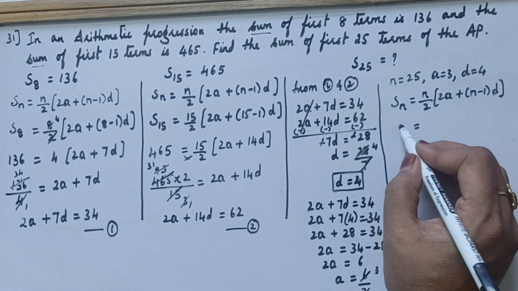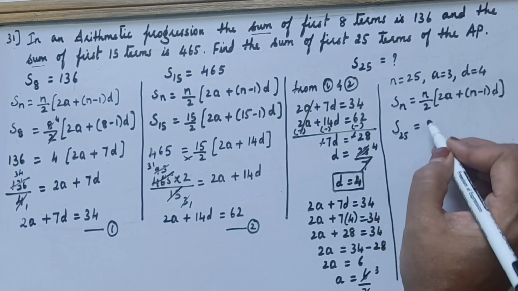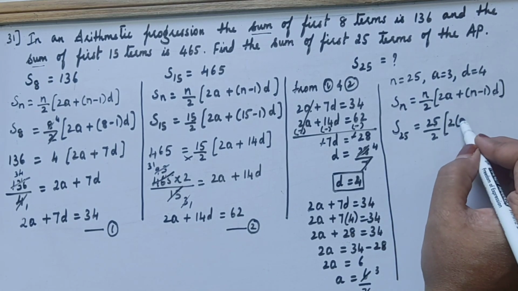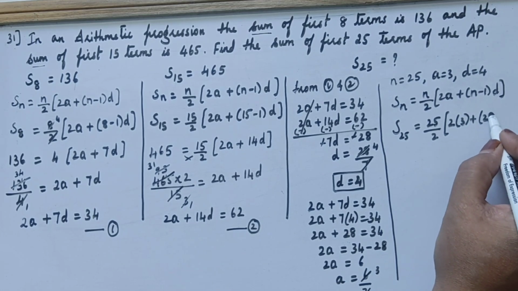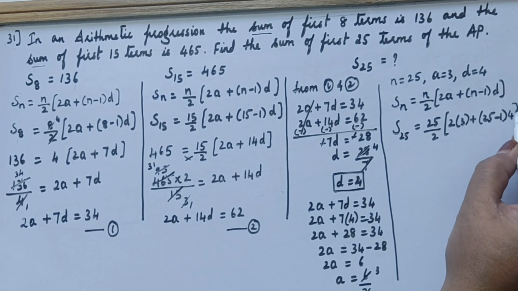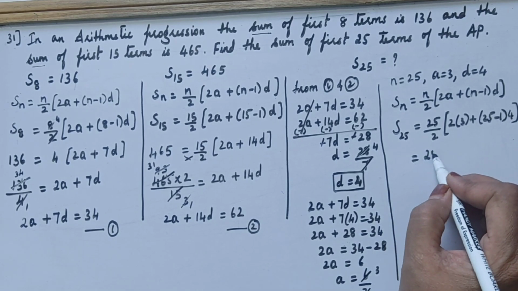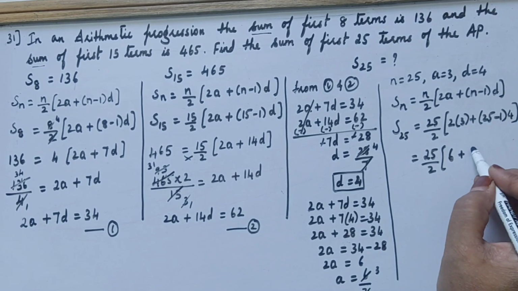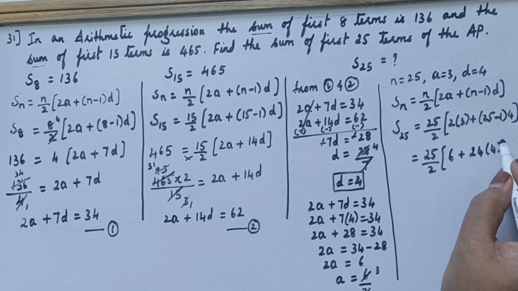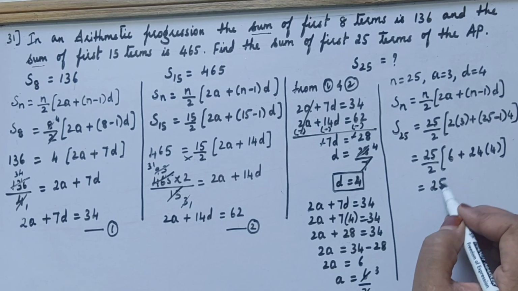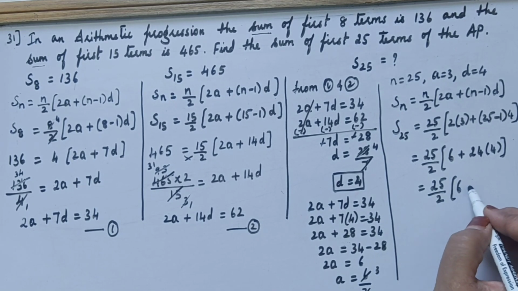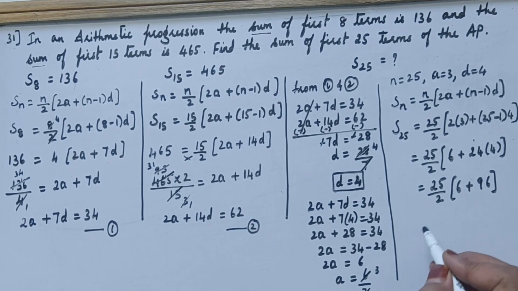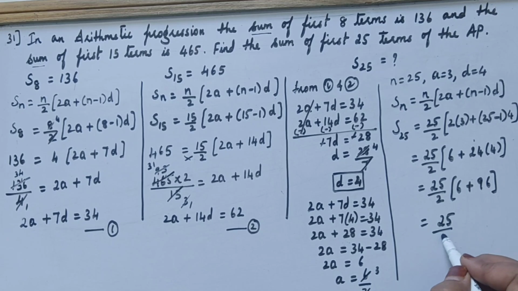Okay, this is equal to, n value is 25, so 25 upon 2 into 2, a value is 3, plus n value is 25 minus 1, d value is 4. Now 25 upon 2 into 2 3s are 6 plus 25 minus 1 is 24 into 4, equals 25 upon 2 into 6 plus 4 4s are 16, 4 2s are 8, 96 I am going to get, which is equal to 25 upon 2.